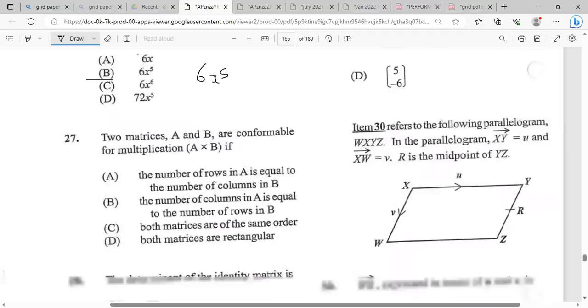Two matrices are compatible for multiplication, A times B, if the number of columns in A is equal to the number of rows in B.